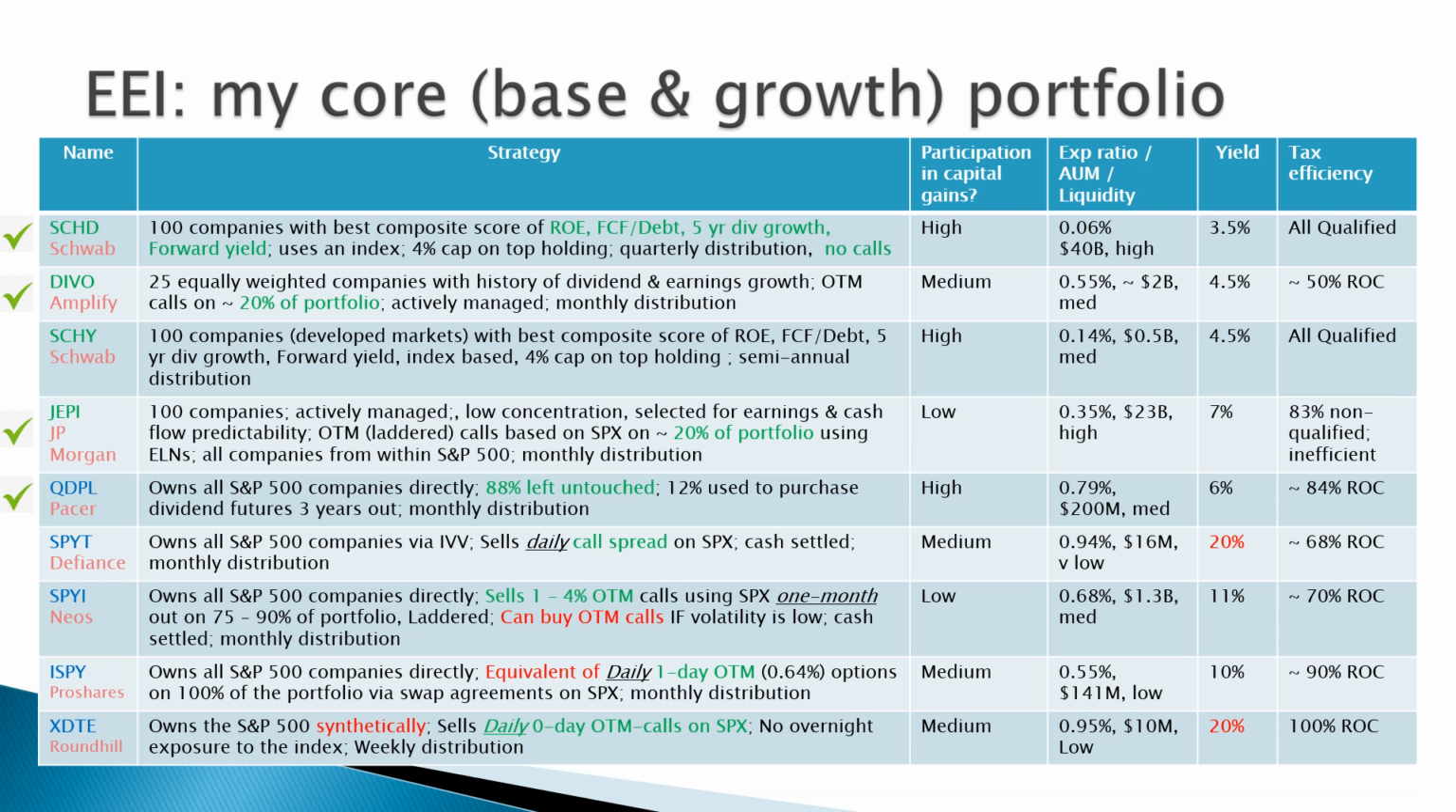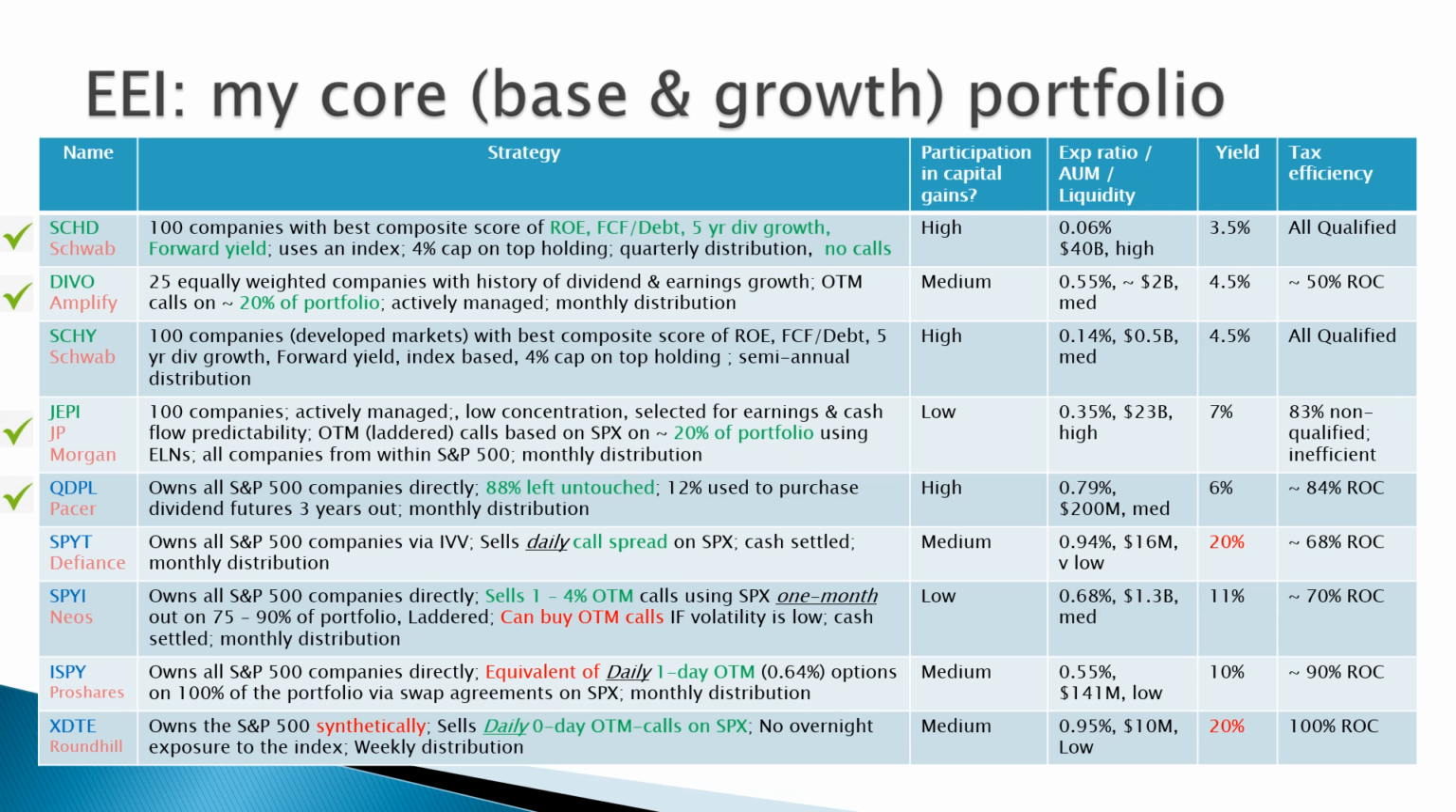It's large enough to own the S&P 500 companies directly. It leaves 88% untouched. So that 88% moves in tandem with the S&P 500 up and down. It takes 12%. Sometimes I've read it's 13%, but it's in that range, and uses it to purchase futures up to 3 years out. There are papers that indicate that the futures market is more and more inefficient the further out you go, and the advantage accrues to the buyer of the future, which is what QDPL is. They're the buyer of the future.